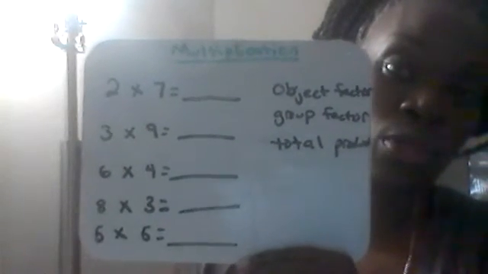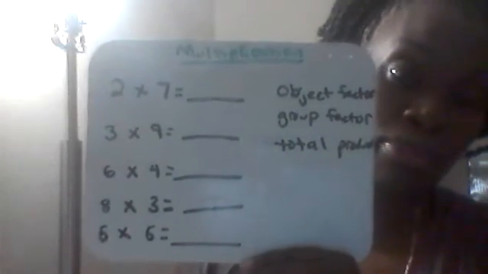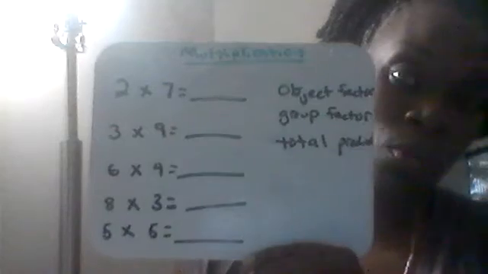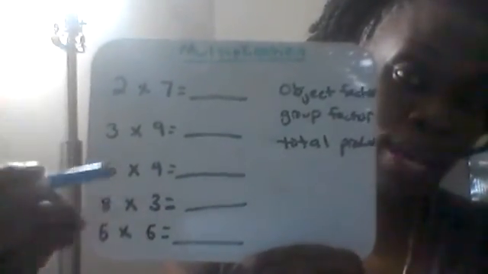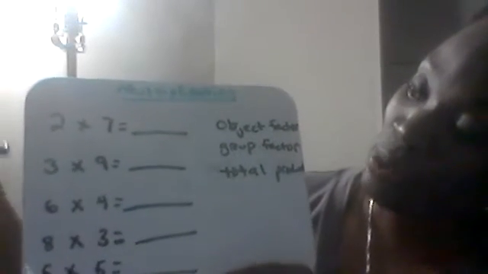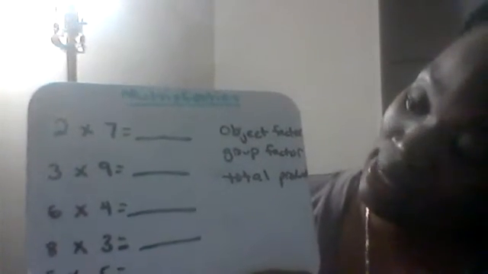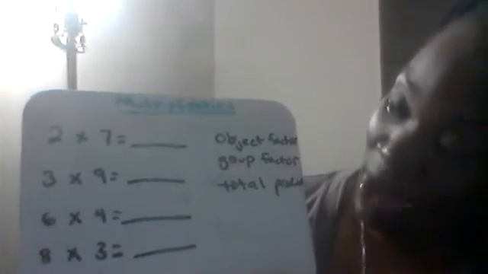I'm going to pause for a moment and give you some time to practice these on your own. And when I start the video again, we'll go over the answers, okay? I'm going to hold these up like this. If you want to pause so that you can write down all the problems, you can. You will write down the problems: 2 times 7, 3 times 9, 6 times 4, 8 times 3, and 5 times 5.